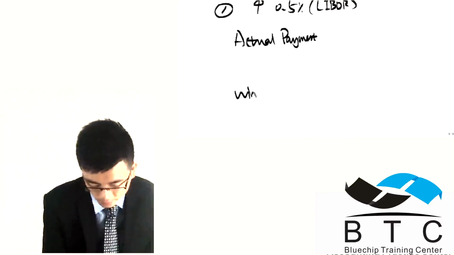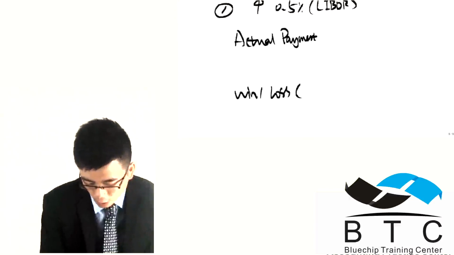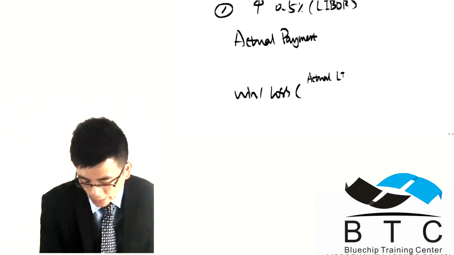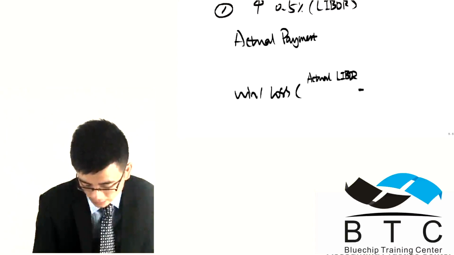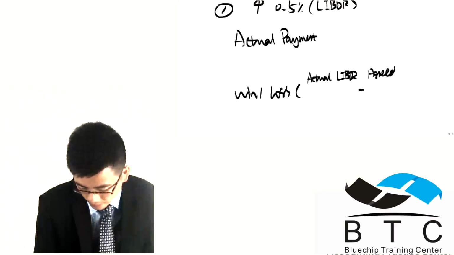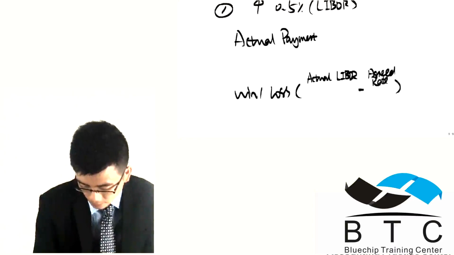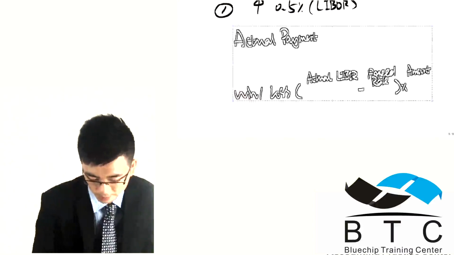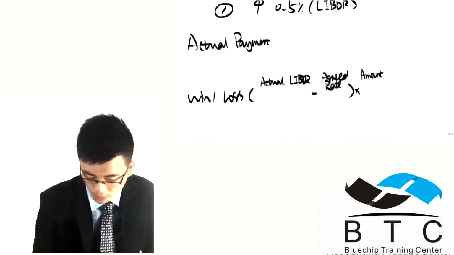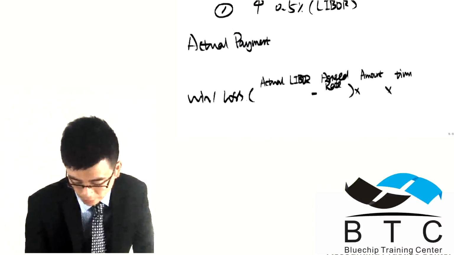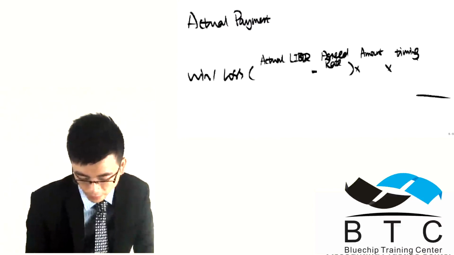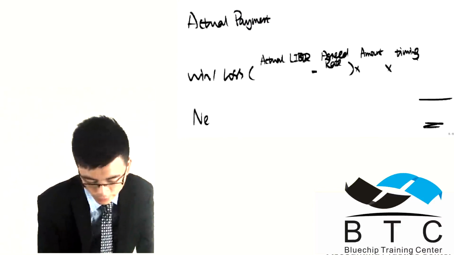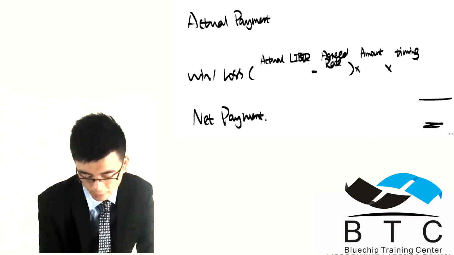Secondly, the win or loss. You're going to take the actual LIBOR rate minus the agreed rate, okay? Multiply by the amount. We move a little bit left. And multiply by the timing. So that I can end up with the net payment you're going to make. Okay.